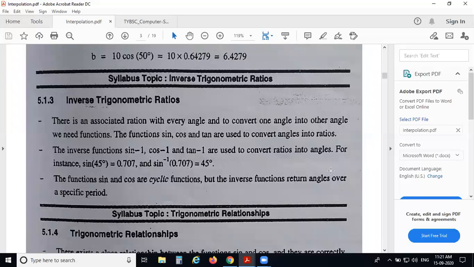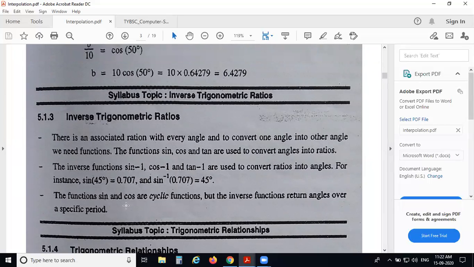And the inverse functions are sine inverse, cos inverse and tan inverse, and they are used to convert ratios into angles. Okay, so for example, that means here is an example, that is sine 45 degree, then it is converted into the ratio, that is 0.707. Okay, this is the ratio of that particular angle.